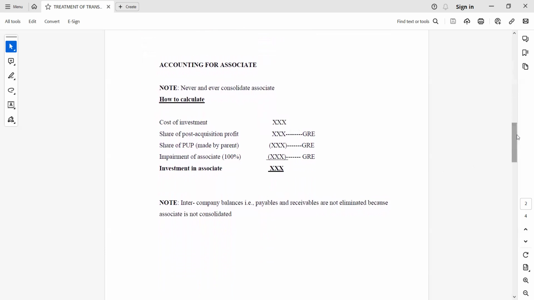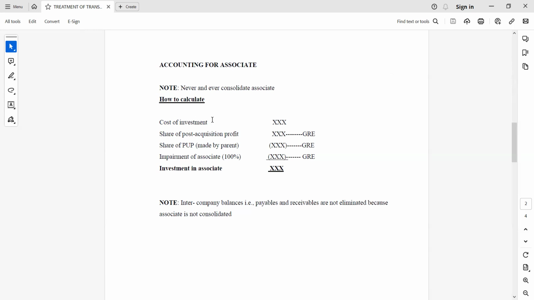So in a question where control is not gained, but you have the status of an associate, let's say 25% and above, you have the status of an associate. In this case, this is how you will be able to calculate the investment in associate, which is going to be a one-line item in your balance sheet.